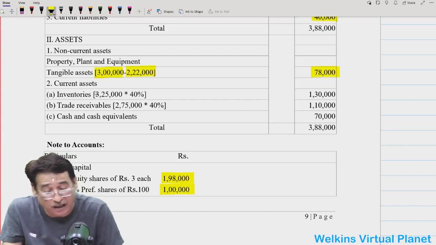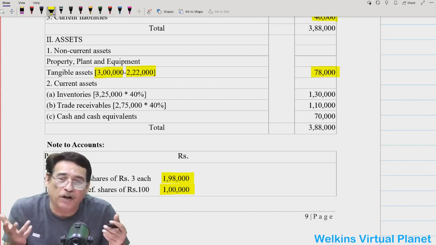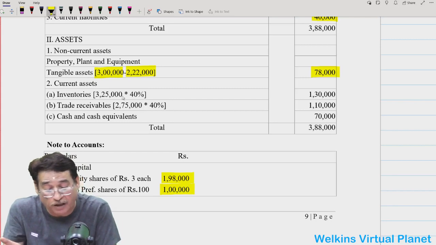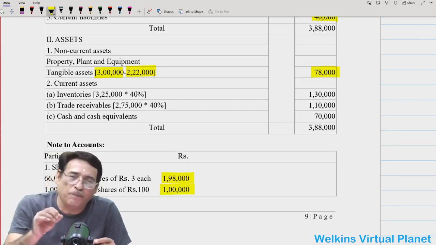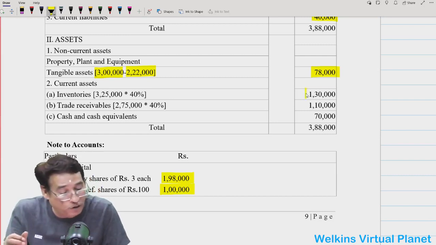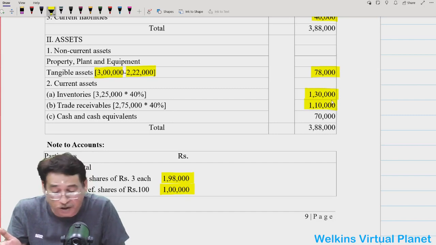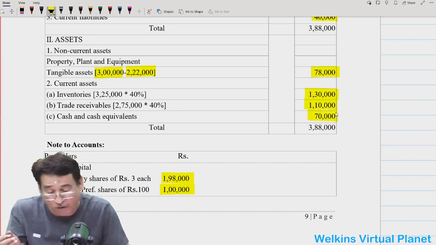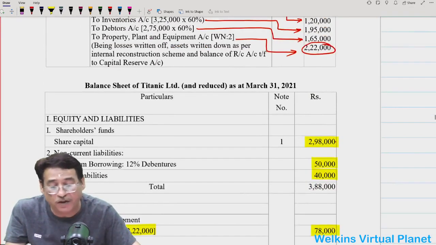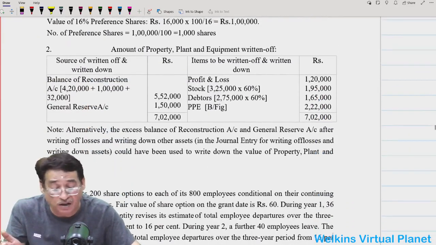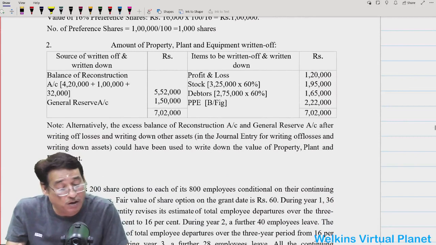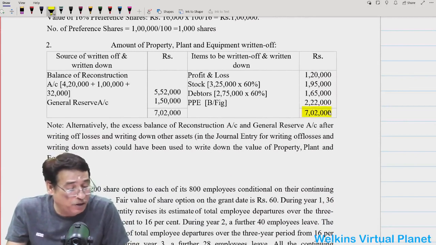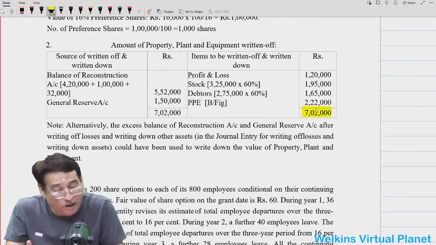Then likewise, inventory, you have written off inventory by 60%, so present inventory will be 3,25,000 into 40%. Or you simply subtract from 3,25,000 the amount of inventory which you have written off, 1,30,000, similarly with respect to debtors, and cash equivalent. Correct? So it is not a very tough concept, internal reconstruction. And these are the workings which I have been doing a lot. See, these are the total, I have already told you earlier, 7,02,000 amount, correct?